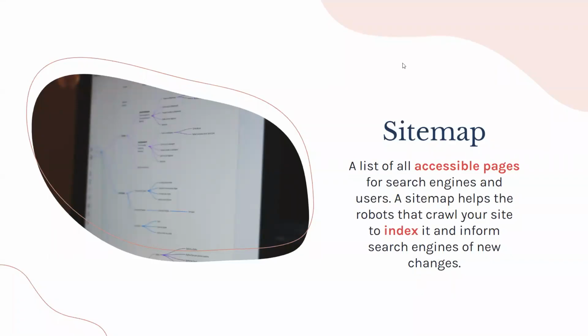So let's talk sitemaps. Now, a sitemap is a list of all the accessible pages for search engines as well as users. A sitemap essentially helps robots that crawl your site from Google, Bing, Yahoo to index the site files and inform themselves of new changes.